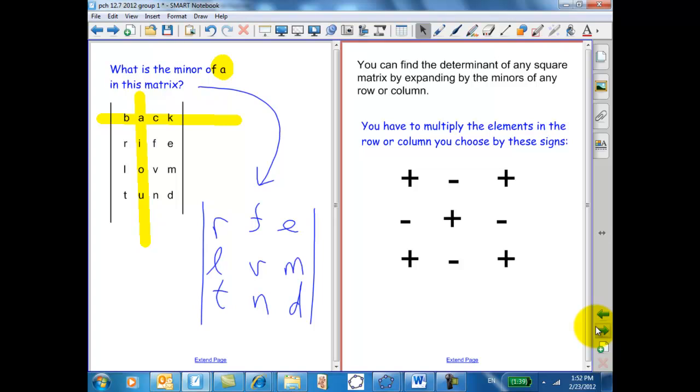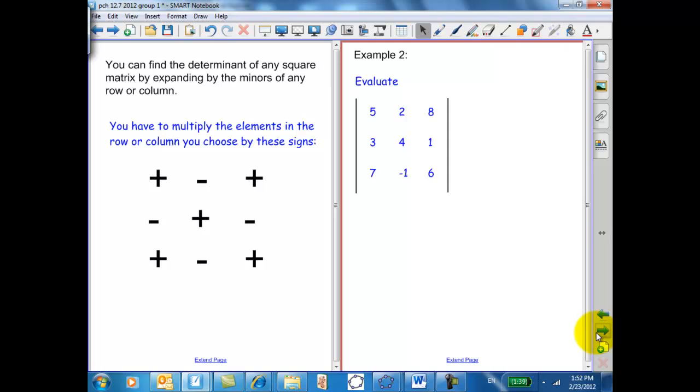Now, let's see how this works. Evaluating this matrix by changing it into 3 2 by 2 matrices. We're not going to do every possible minor, because you might think, oh, there's 9 elements, so we do the minor of each one of those. No, you only have to pick 1 row or 1 column. So let's expand by minors of the top row.